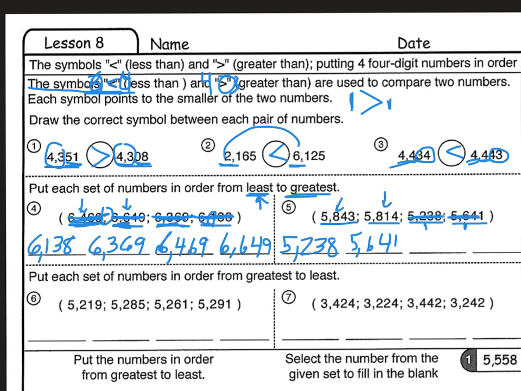They're both 5,800. So we have to compare 14 and 43. Well, 14 is going to be smaller. So I'm going to put 5,814 and then 5,843, and I've done all 4 of them. There we go. Alright. Numbers 6 and 7 have different directions. Always read the directions when you're in school.